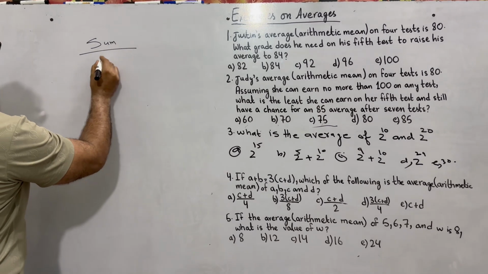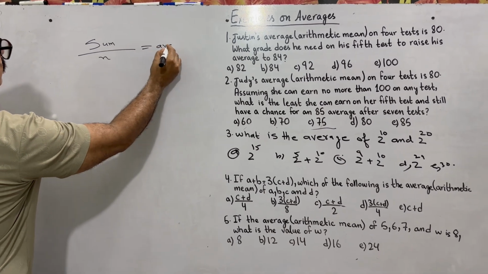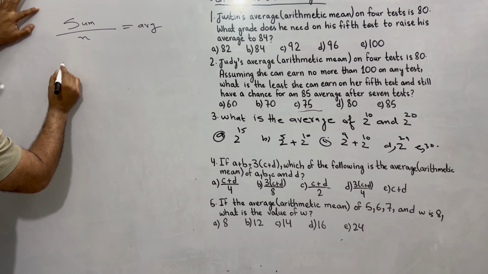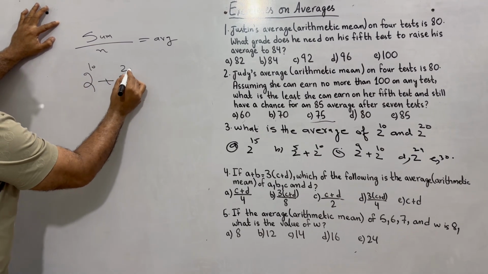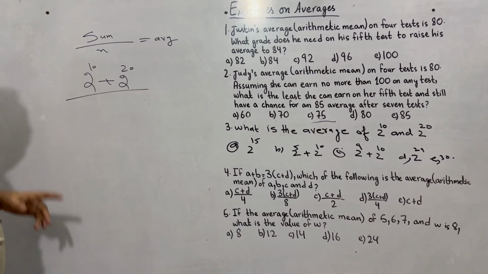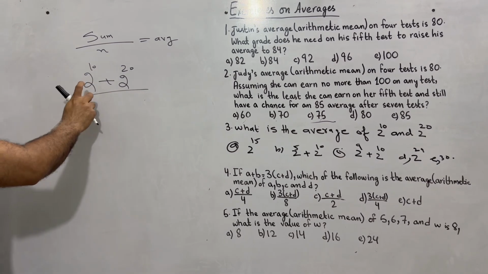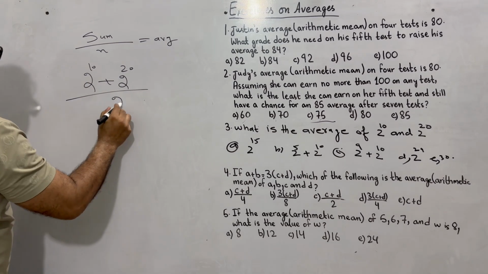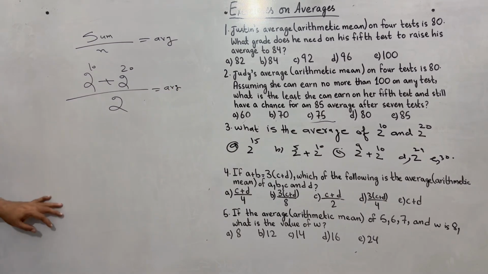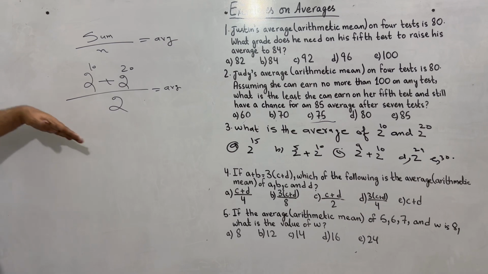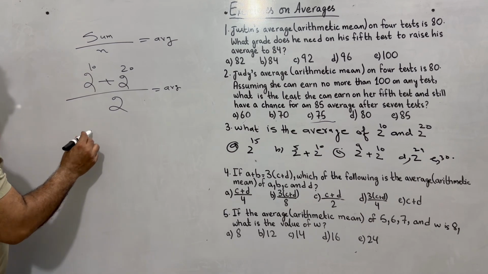Sum divided by numbers is equal to average. The sum: one quantity is 2 power 10, the other is 2 power 20. How many quantities are involved? Only 2. So 2 power 10 plus 2 power 20 divided by 2. Here comes a tiny trick: just divide each quantity by 2.